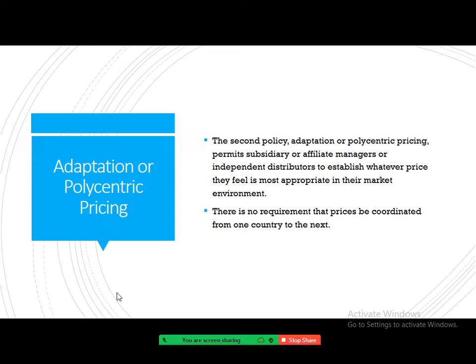Arbitrage is also a potential problem with the polycentric approach. When disparities in the prices between the different country markets exceed the transportation and the cost of separating the markets, enterprising individuals can purchase goods in the lower price country market and then transport them to sell in markets where the higher prices prevail.